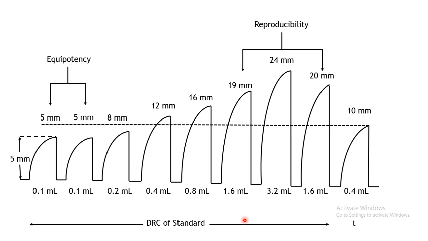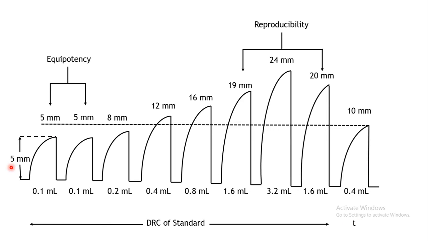Now this is how your responses will look. These are the doses which we have selected for your DRC of standard. So this is your DRC of standard. From here till here is your DRC of standard, and T indicates your test response.